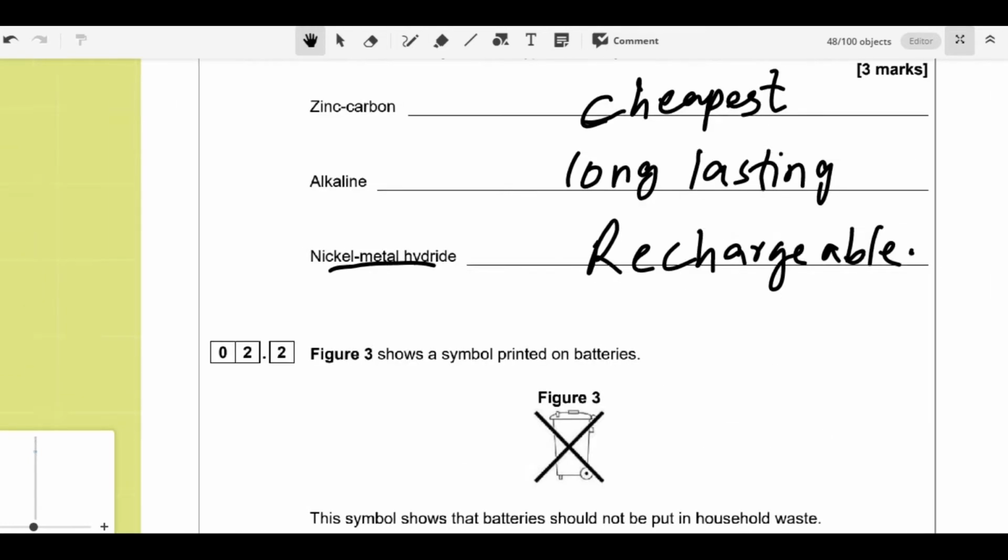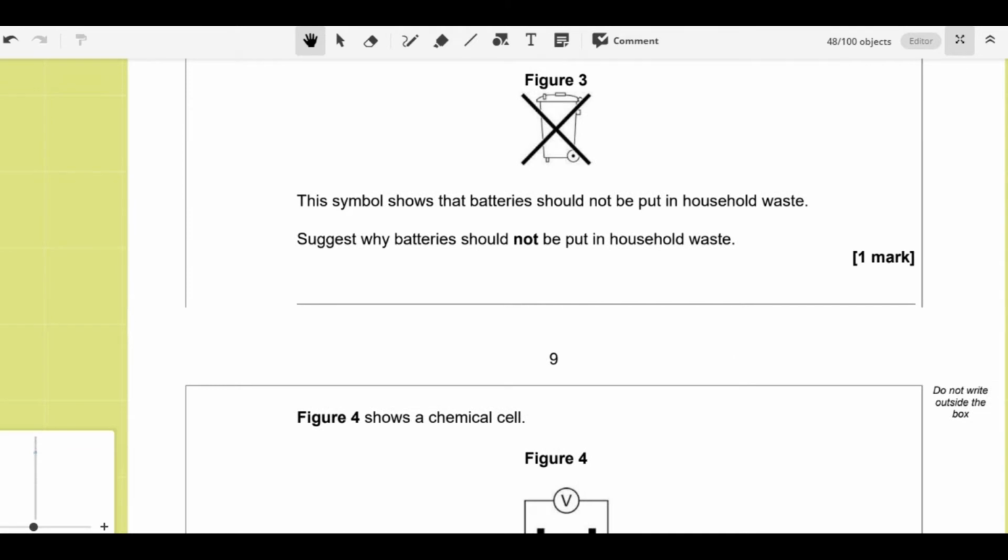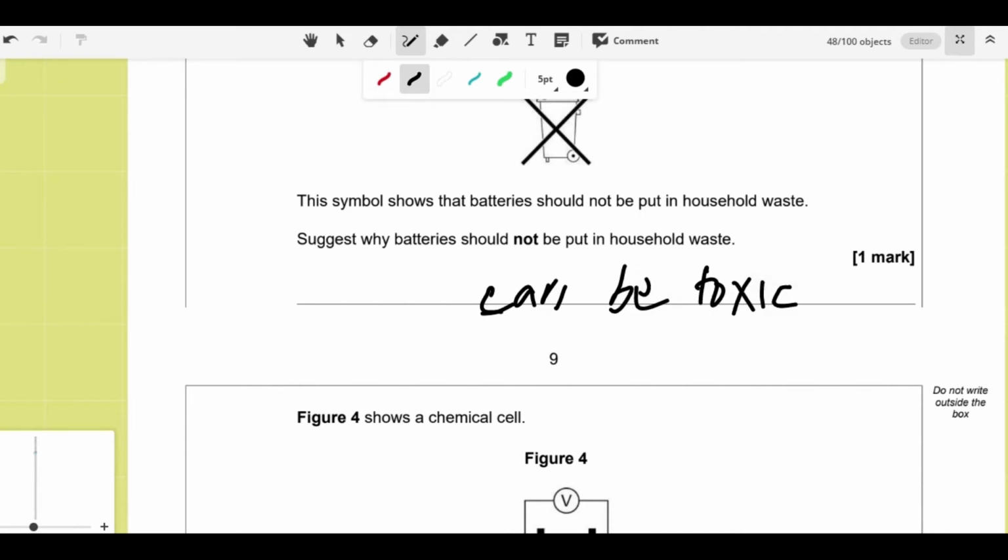Okay, now the next one. The figure shows the symbol printed on the batteries. It suggests why batteries should not be put into household waste, because they could cause pollution in the landfill sites, or here you can write that they can be toxic, because these batteries can be toxic.